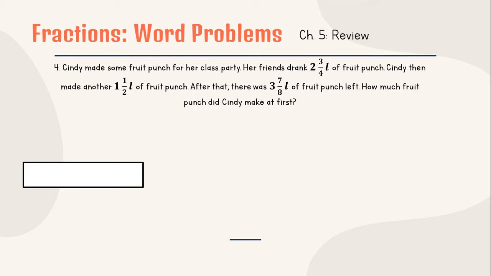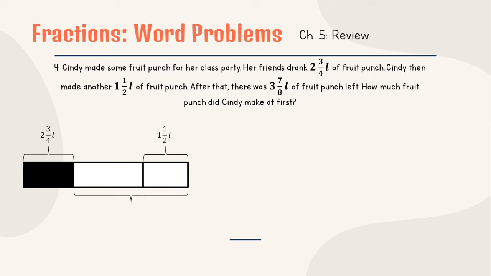So at first, Cindy made some fruit punch, this one. We do not know how much that is, right? Go to the next information. Her friends drank 3 per 4 liter of fruit punch. And then Cindy made another 1.5 liter. So if you made another, you're going to cut the box or add the box. So add the box, 1.5 liters. After that, there was 7 per 8. So it means that for all of this, 7 per 8.